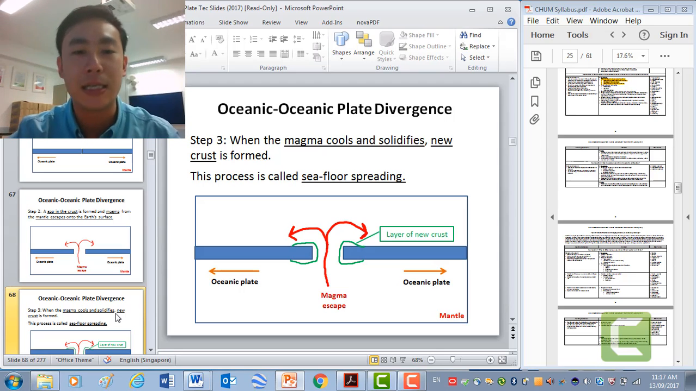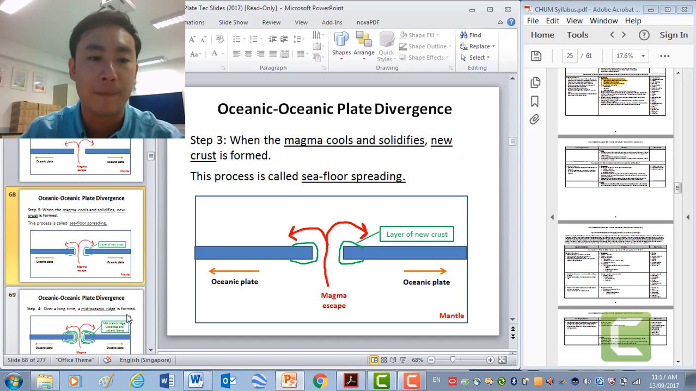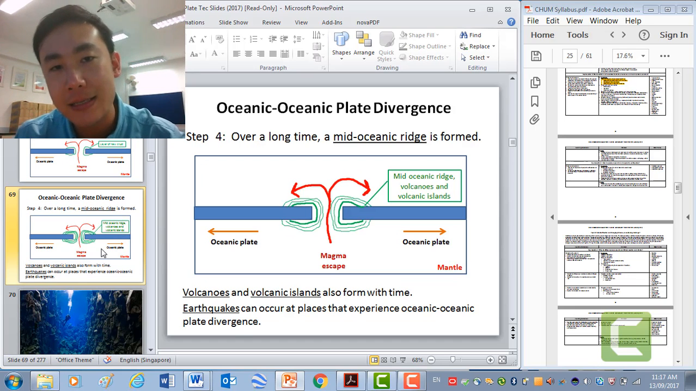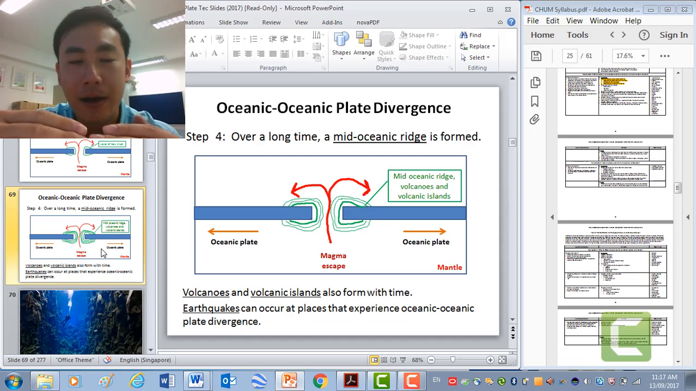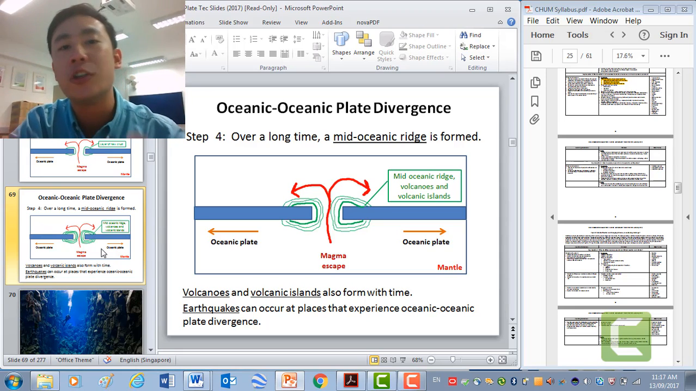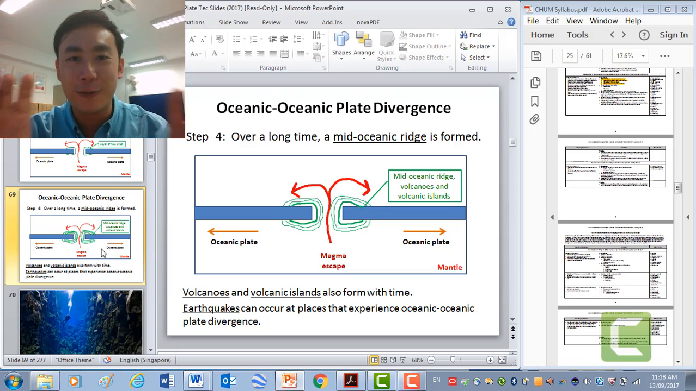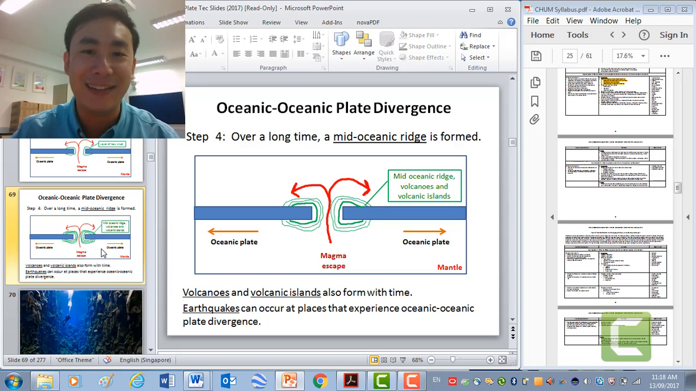Now this process happens again and again, and then the sea floor begins to spread apart, and it's called sea floor spreading. After many years, a mid-ocean ridge is formed, entirely of very young ocean crust. And this thing is pushing the entire ocean basin apart to the point where after thousands of years, Africa and South America are going to be very far apart. And that's a mid-ocean ridge.